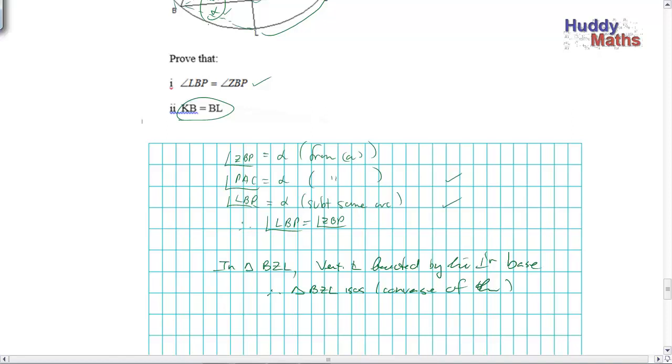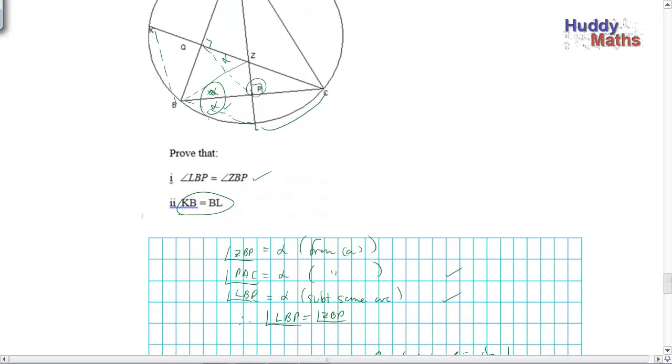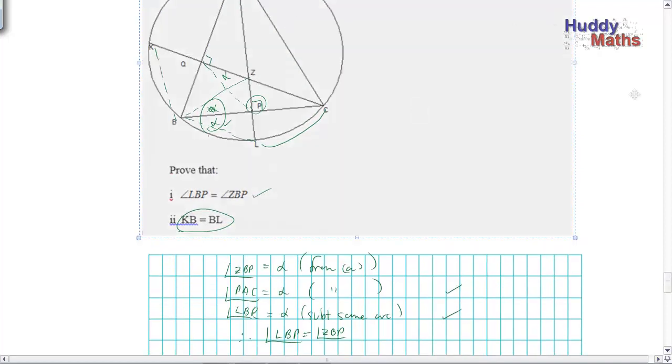Okay, so therefore, what can we say? It's got two equal sides. BZ equals BL. So we're saying BZ equals BL because of that property happening there. Shouldn't do that, keep doing it. Okay, so we've got an isosceles triangle there.